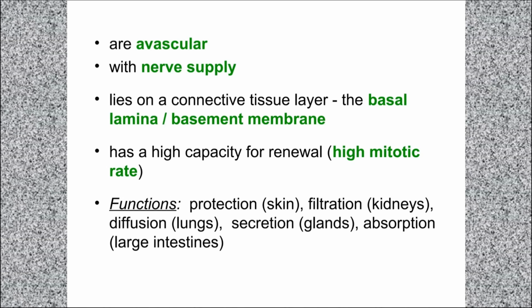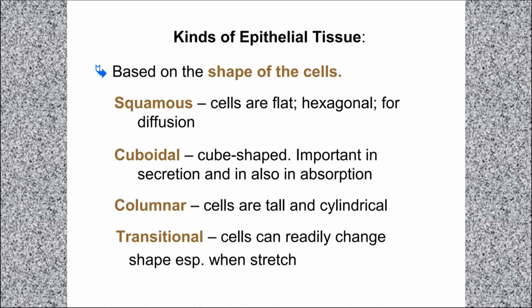So the function of these tissues is protection, especially in the skin. Filtration is taken up by the excretory organ, the kidney. Then the lungs have the capacity for exchange of oxygen inside and carbon dioxide outside to purify the blood. Certain glands have specialized functions, secretions, and absorption is taken up by the large intestine cells. The salivary glands and others have secretory properties.